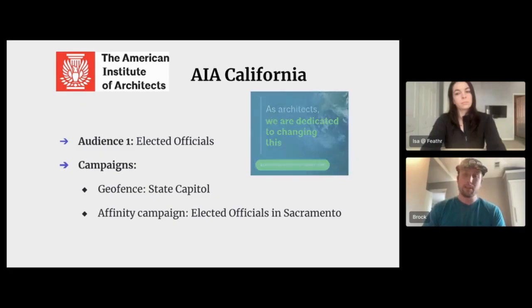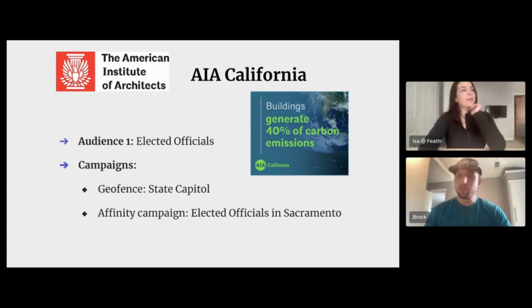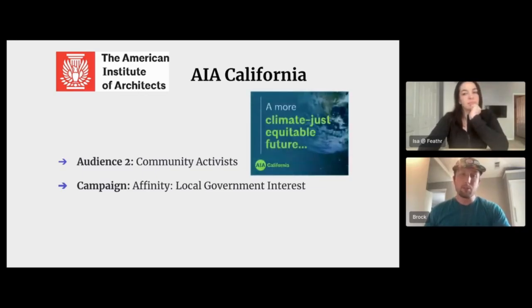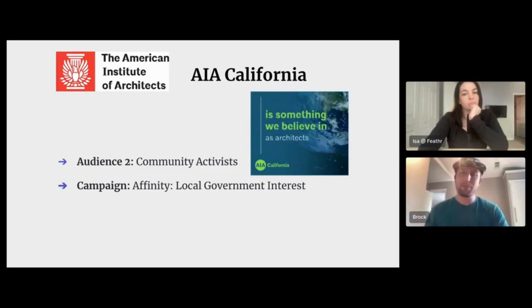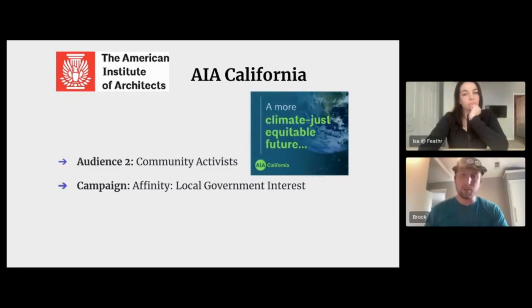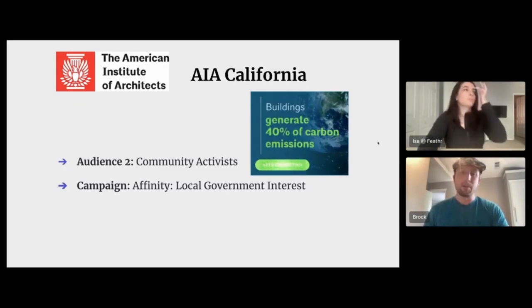The second audience that we have for them is, Isa, if you would switch over to community activists on the next slide. With this one, it was a little easier because there's an affinity group built practically specifically for this one, local government interests. So people who are across the state of California and have expressed an interest in local governance. This is the ad for them.